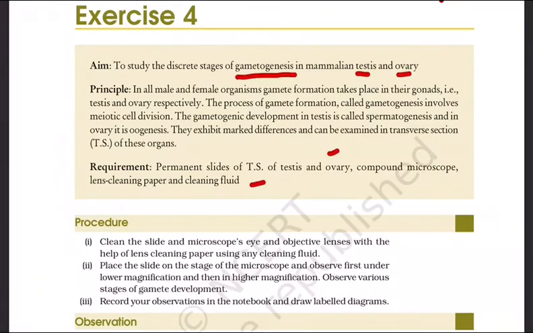The process of gamete formation is called gametogenesis. It involves meiosis, which we discussed in the previous session. Because of meiosis, from one mother cell which is diploid, 4 daughter cells with haploid number will be formed. So the gametogenic development in the testis is called spermatogenesis, and in the ovary it is oogenesis. Recollect from your theory classes, okay? And that schematic sketch also, if possible, practice once. They exhibit marked differences and can be examined in the TS of these organs.